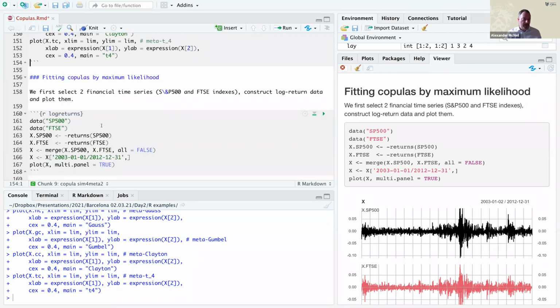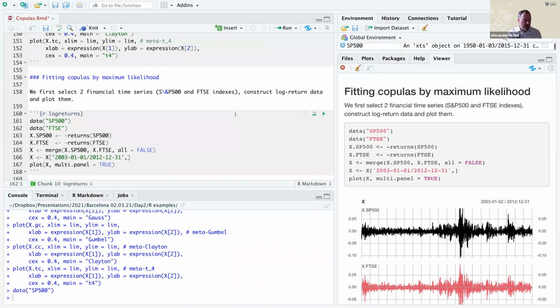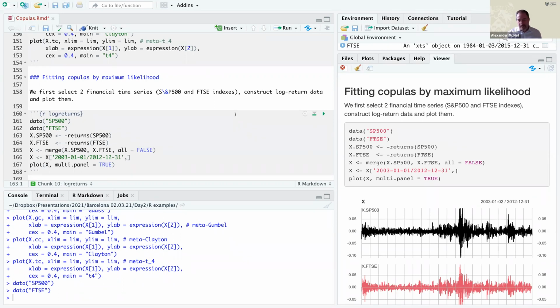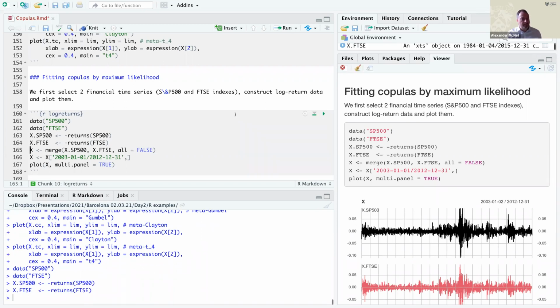I'm going to take some data. It's a little bit old, this data, but you'll get the idea. So it's not up to date by any means. I take the S&P 500 index. I've taken the UK FTSE index. These are the actual index values. I've calculated returns. So I've calculated actually log returns.